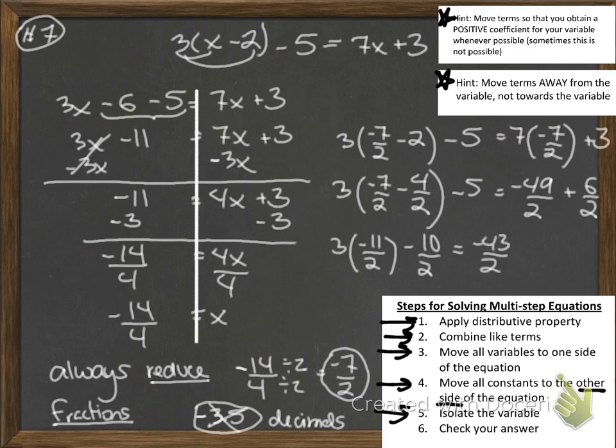So 3 times negative 11 is negative 33. And I obviously very much ran out of room, but you can see that you do end up with negative 43/2 equals negative 43/2.